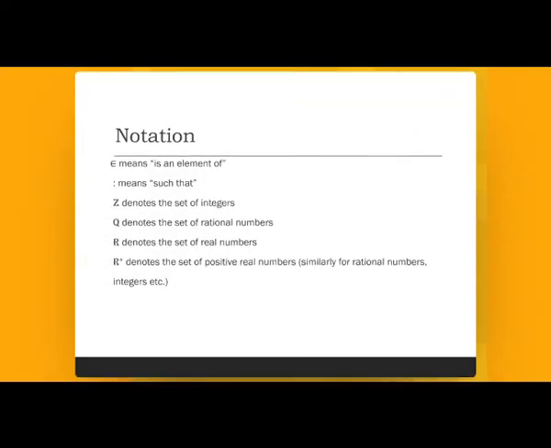Notation. The Greek letter epsilon means is an element of. The colon symbol means such that. Capital Z denotes the set of integers. Capital Q denotes the set of rational numbers. Capital R denotes the set of real numbers. Capital R with a plus symbol denotes the set of positive real numbers.